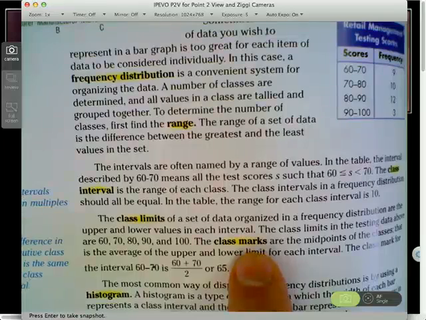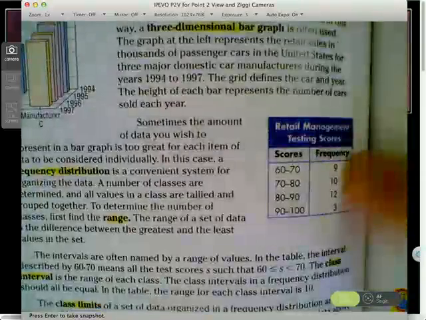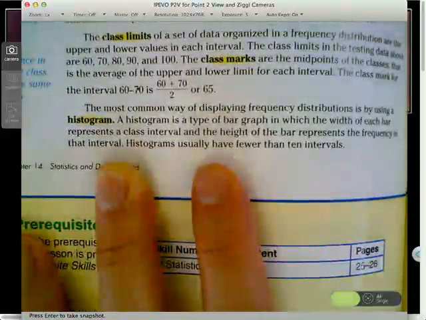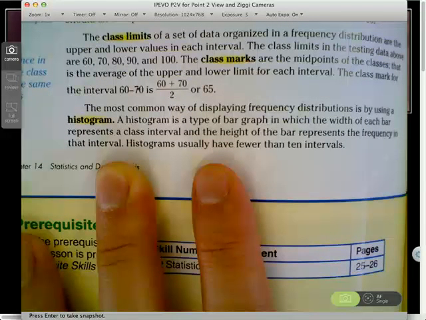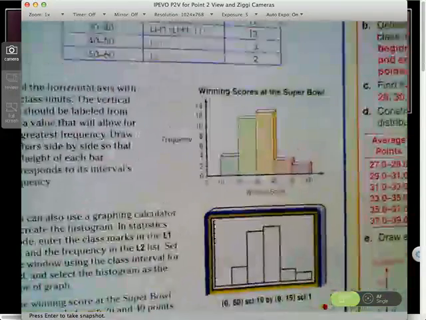Once I have that information in a frequency distribution, which is a table, I can graphically represent it in a histogram, where I make a bar graph where the width of each bar represents the interval and the height of each bar represents the frequency. I'll just show you a quick picture of what that looks like, and then we'll take a break because it's just about lunch.